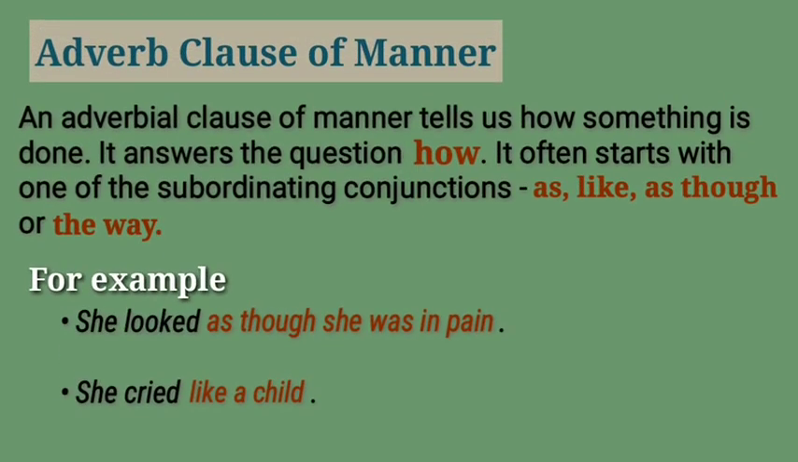The next one is the adverb clause of manner. An adverb clause of manner tells us how something is done. It answers the question how. It often starts with subordinating conjunctions like as, though, or the way. For example, she looked as though she was in pain. How did she look? She looked as though she was in pain. Next, she cried like a child. How did she cry? She cried like a child. You see how it answers the question how.